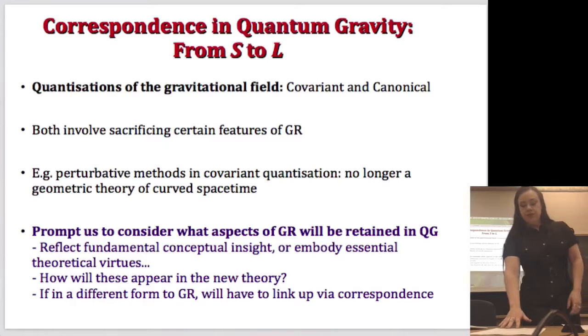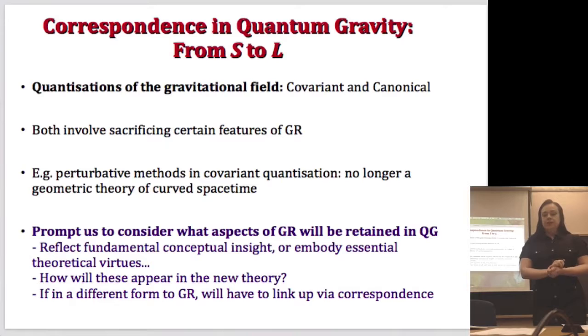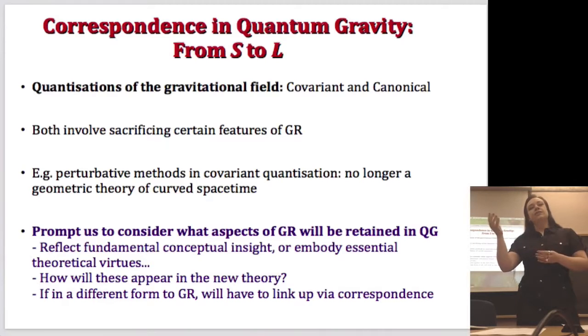So I think issues like this really prompt us to reflect on what aspects of general relativity we really value, which ones represent fundamental conceptual insight or embody essential theoretical virtues that we necessarily want them retained in the new theory. And interestingly, if these are to be retained, in what form? Are they going to look like the usual principles and relationships in general relativity? I think if they're something very different, then we're going to expect some sort of correspondence relations between the new version and the old version. So I think these are interesting questions.